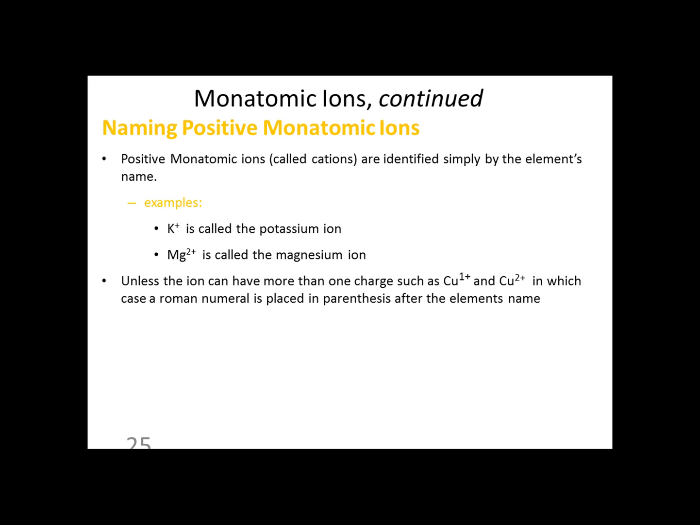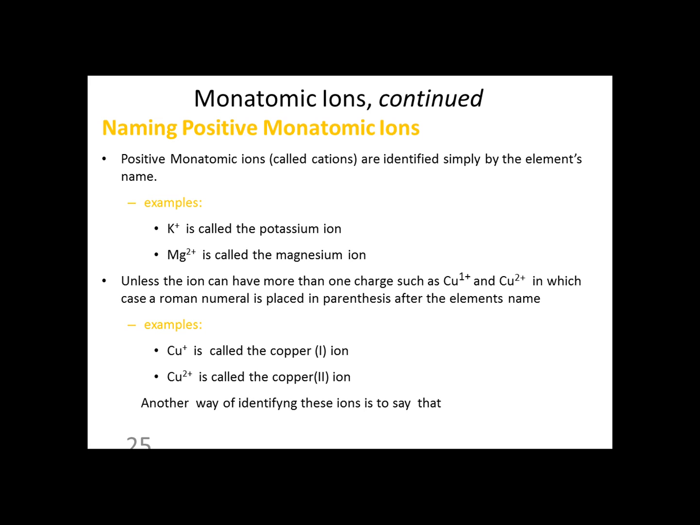All right. Now, sometimes these positive ions can have more than 1 charge. That makes things a little bit difficult to keep track of. You have copper that can be a +1 or can be a +2. So we have an ingenious system. We use Roman numerals. So the copper with the +1 charge is called the copper(I) ion, or the copper 1 ion. Copper with a +2 charge on it is called the copper 2 ion.